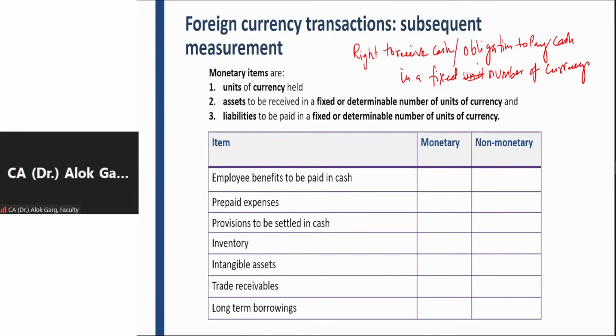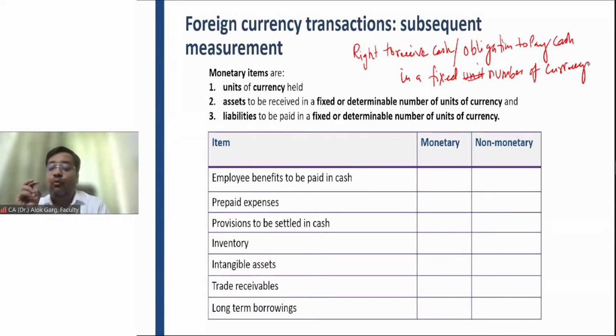Are you getting me? So 1 lakh US dollar, we have to pay 1 lakh US dollar, whatever the dollar rate is. How many fixed units do we have to pay? 1 lakh US dollar is the fixed unit which we are required to pay, right? So trade payable is my monetary item. Raw material inventory is my non-monetary item. Is that clear?